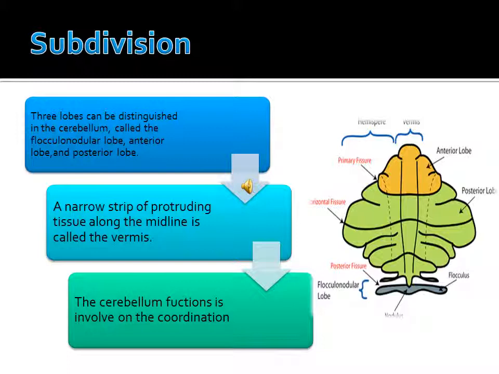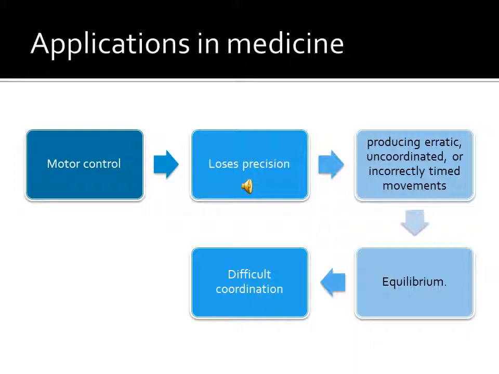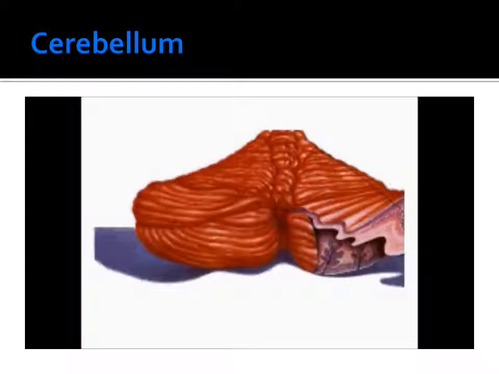Subdivision. Three lobes can be distinguished in the cerebellum, called the flocculonodular lobe, the anterior lobe, and the posterior lobe. The narrow strip of protruding tissue along the midline is called the vermis. The cerebellum's function is involved in coordination. Applications in medicine: motor control, loss of precision, production of rapid, uncoordinated or incorrectly timed movement, equilibrium, and coordination.